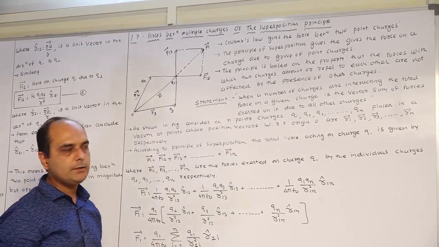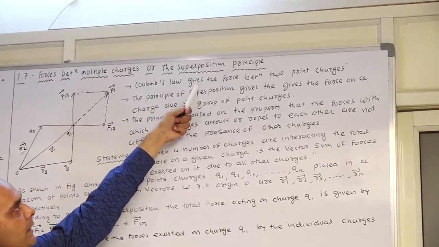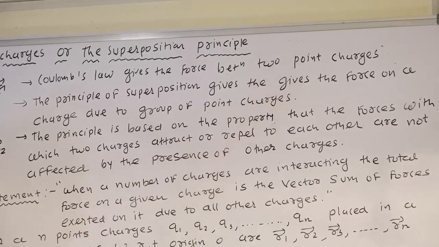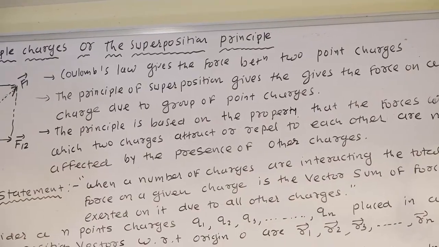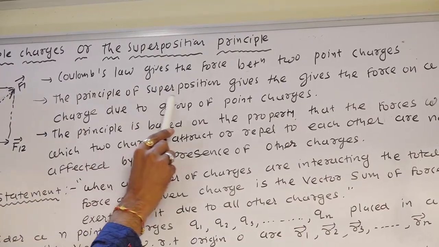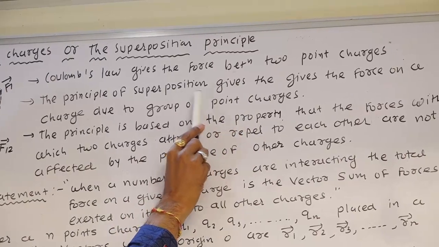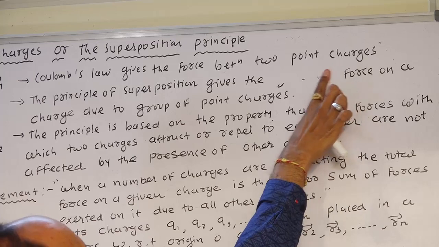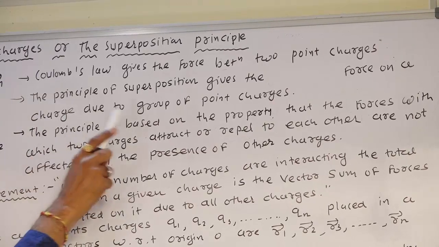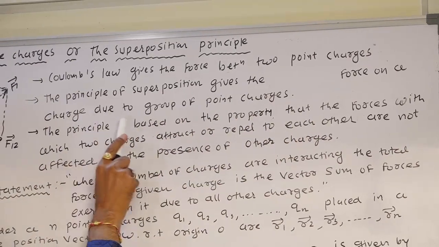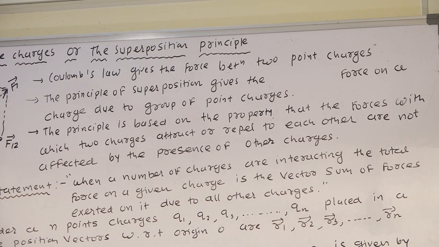Well students, the first statement is given like this: Coulomb's law gives the force between two point charges. The next statement: the principle of superposition gives the force on a charge due to a group of point charges. Through the superposition principle, we can calculate the force acting on a charge due to a group of charges, or due to multiple charges.